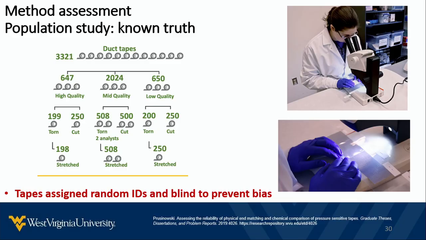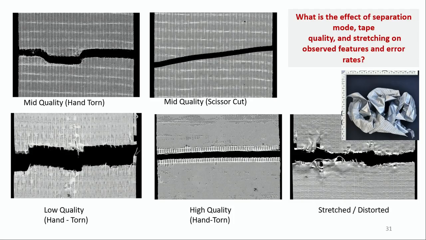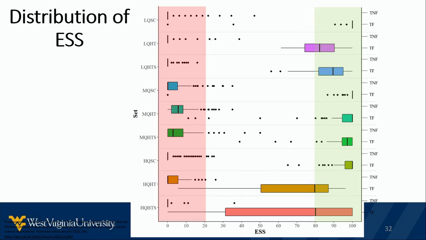So with that method, we evaluated a full population data set that represented typical casework. And the factors that we evaluated for duct tape were the quality, high quality, medium quality, or low quality, the separation method, hand-torn or scissor cut, and whether or not the samples were heavily stretched. And then we evaluated how these factors may affect the error rates.